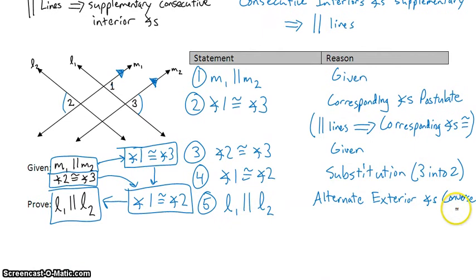I can also write the converse this way. My alternate exterior angles are congruent. That implies that my lines are parallel.